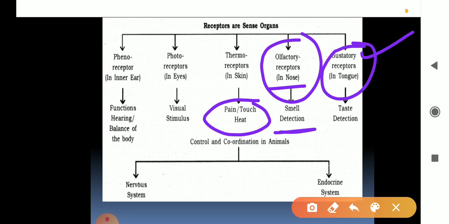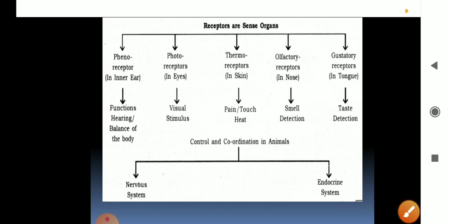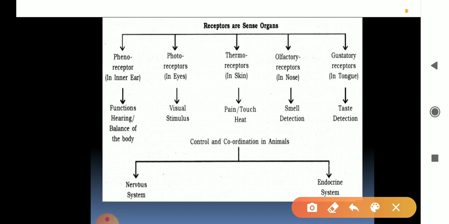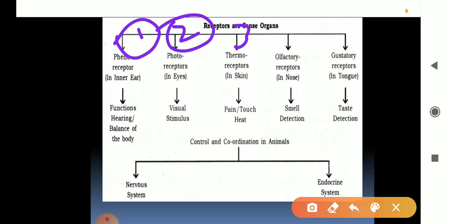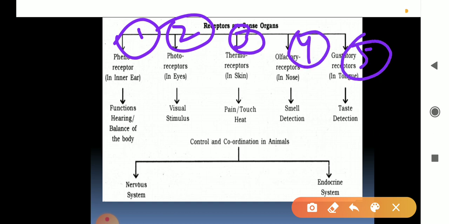Okay, then how many are there? 1, 2, 3, 4, 5. Five sense organs are there. Once again revise it. The first is the phonoreceptor. Phono means the sound receiving organ or sense organ. Then second is the photoreceptor. Then third is the thermoreceptor, and the fourth one is the olfactory receptor. Then fifth is the gustatory receptor. Is it clear to you?